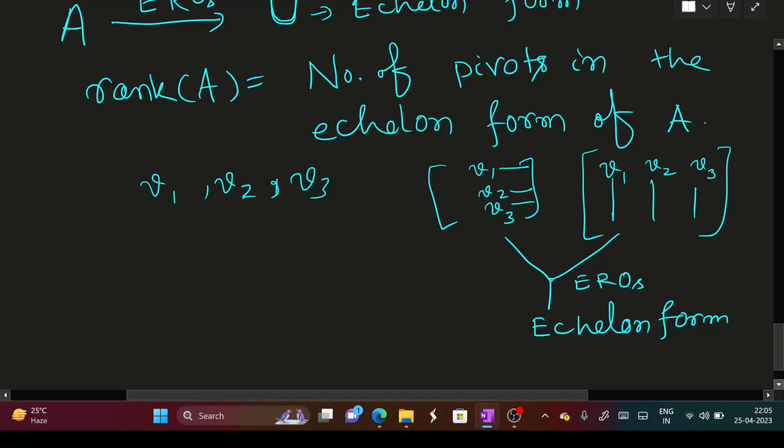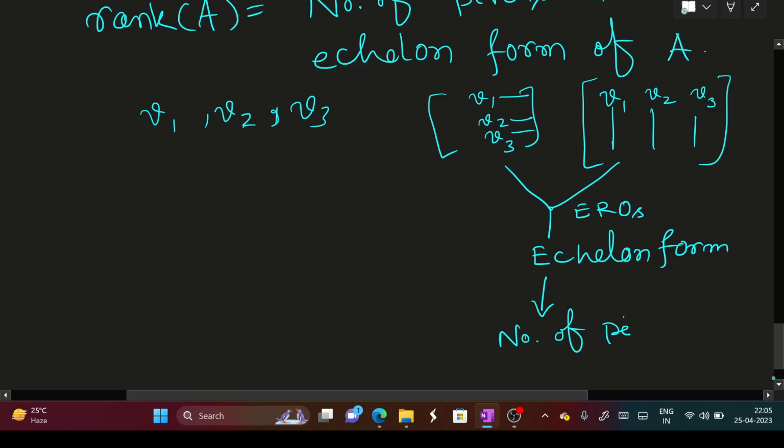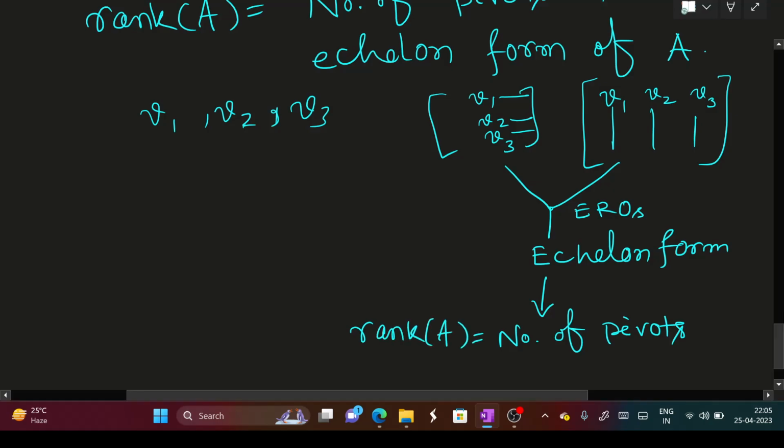I will convert it by applying elementary row operations. Then I will encircle the pivots, and the number of pivots will give me the rank of the given matrix. Rank of A is equal to the number of pivots in the echelon form of A.